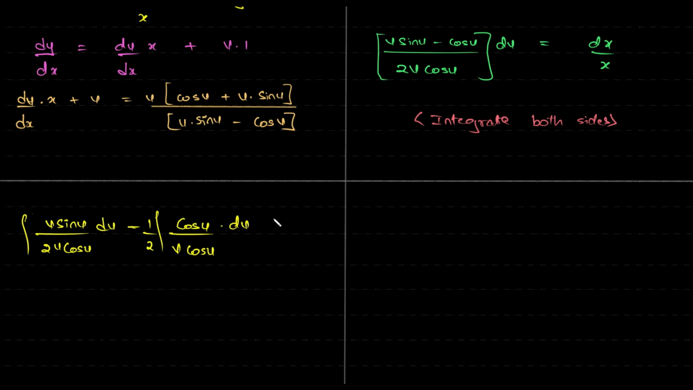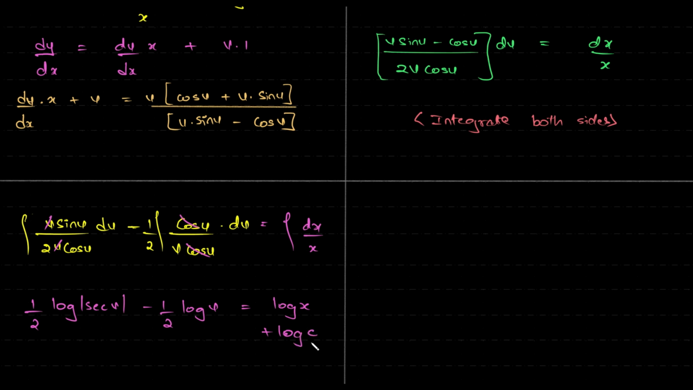Right guys? So this is equal to integration of dx by x. Right here, you have v and v that get cancelled, cos and cos will get cancelled. And this is nothing but 1 by 2 integration of tan v, which is log of secant v, minus 1 by 2, this is log of v. This would be log of x plus log of a constant. We can do that.